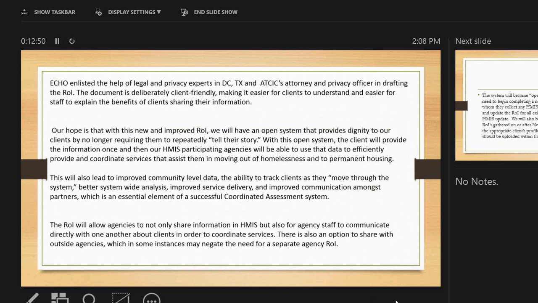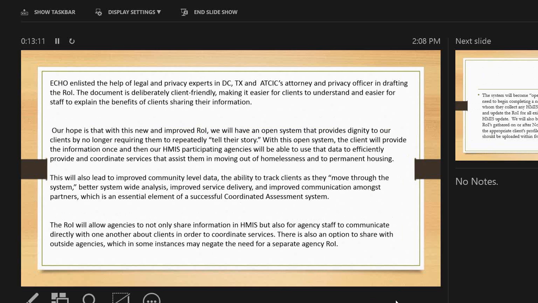This ROI will also allow agencies to not only share information within HMIS with one another, but it will also allow agency staff to communicate directly with one another about clients and about cases outside of the system in order to coordinate services. So one of those common complaints we got about the last ROI was that it didn't specifically address staff members discussing a client's case outside of HMIS.